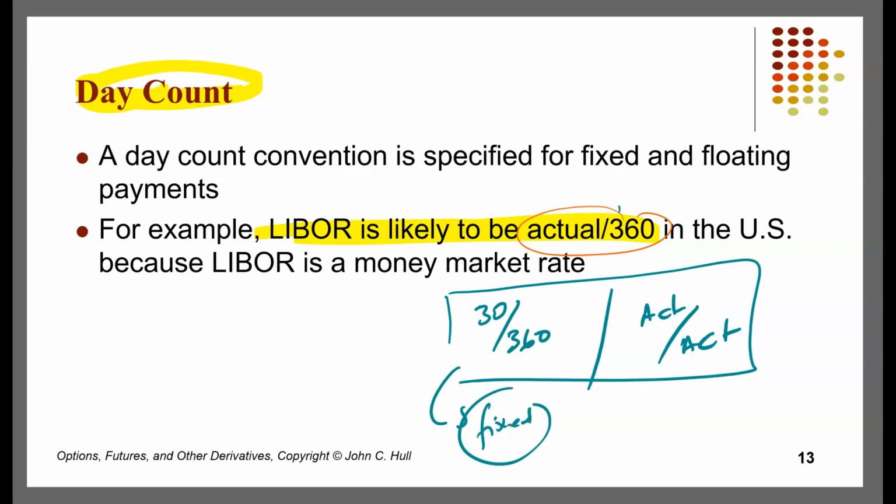And for our floating rate market, we're going to have essentially actual to 360. And the reason for that is simply because LIBOR is a money market rate. And you remember that LIBOR is the London interbank offer rate. That's the rate at which banks borrow and lend with each other. So it is essentially a money market rate. That is why, as you remember from the last unit, LIBOR utilizes the actual to 360.